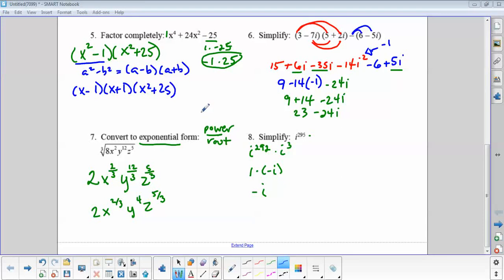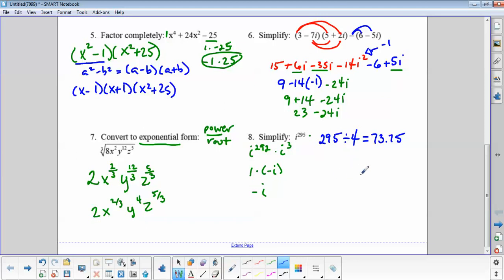Okay, we're still working on the third quarter review, and I just wanted to show you one other method for problem number 8 before we go to the next page. So another method that people like is they take the exponent, 295, and they divide it by 4. When you divide by 4, you're going to get 73.75. And it's this part, the 0.75, that tells you which of the 4 answers it is.